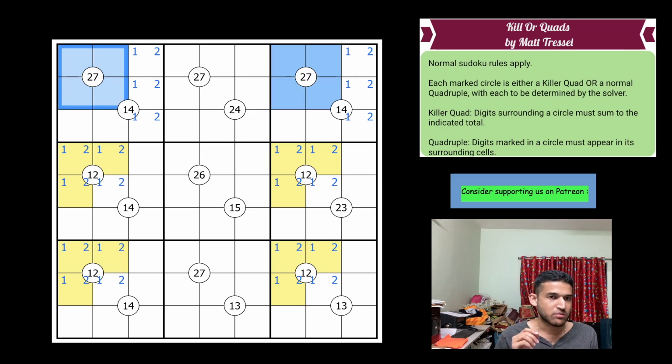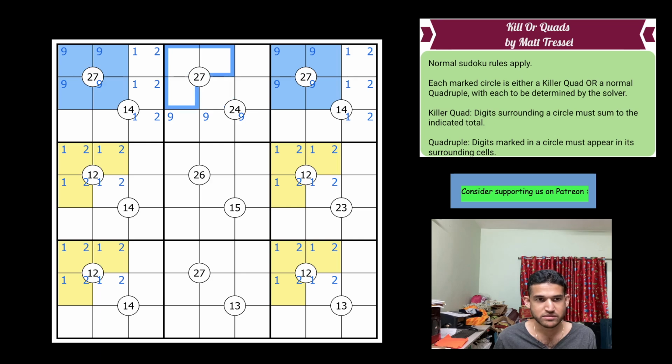And now the moment 27 becomes a killer quad clue, there must be a 9 in these areas, without which you cannot reach a 27, right? Because 5 plus 6 plus 7 plus 8 is only 26. So 9 must surely be inside in order for the total to reach 27. So 9 is in here, 9 is in here. So row 3, 9 goes here. That's excellent. Now this guy right here, because 9 is eliminated from there, it cannot be a killer quad anymore.